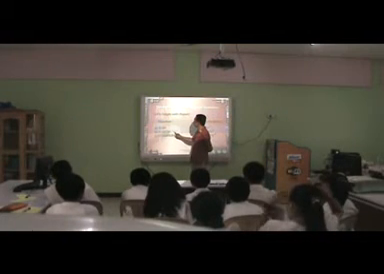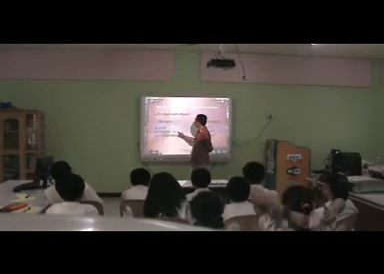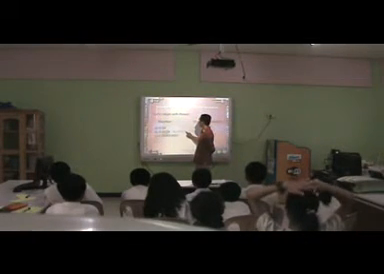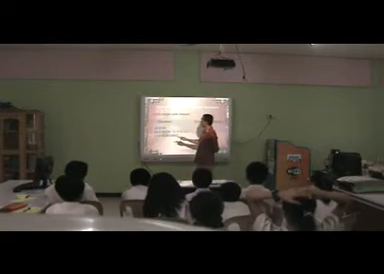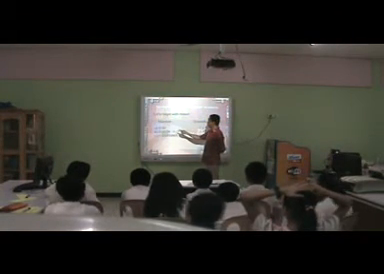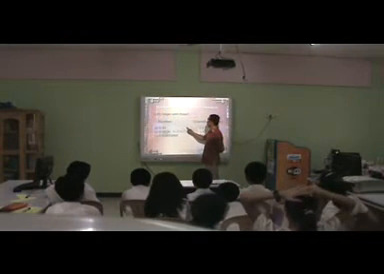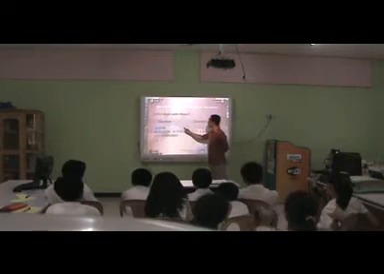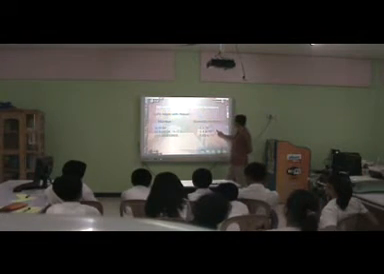So 3, 4, 9, 10. The power of, how many times do we move? 1, 2, 3. And we move from left to right, so we have negative 5.